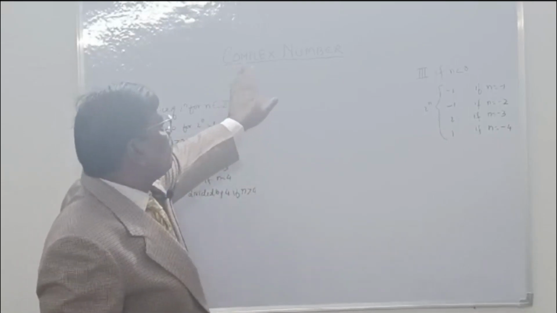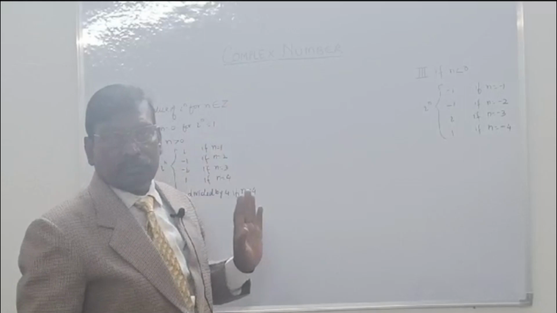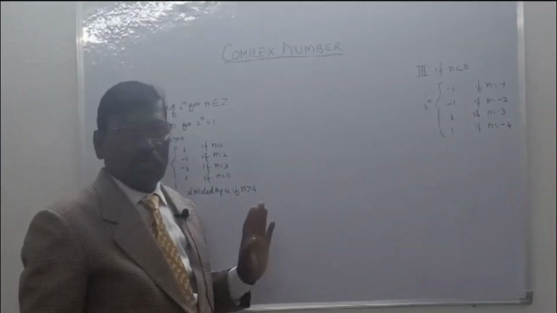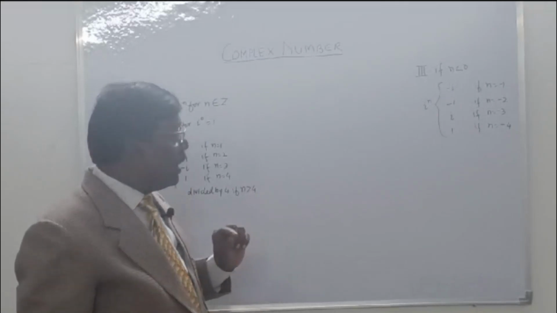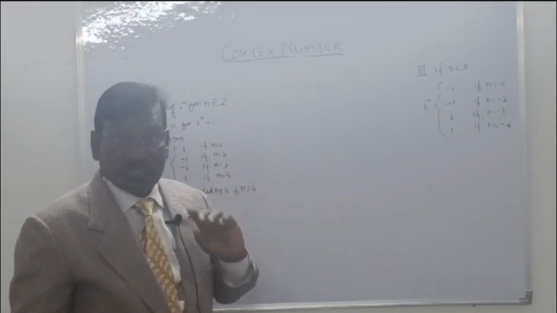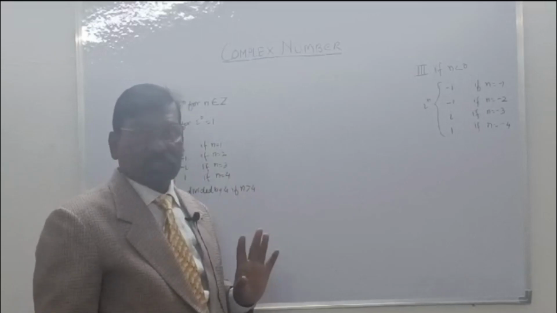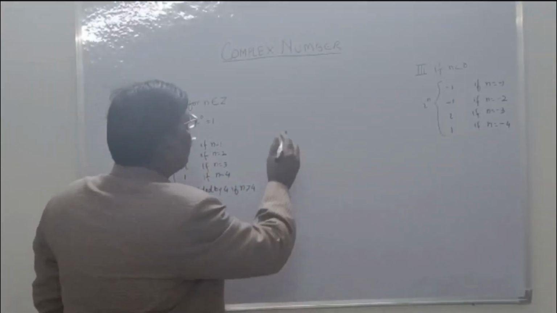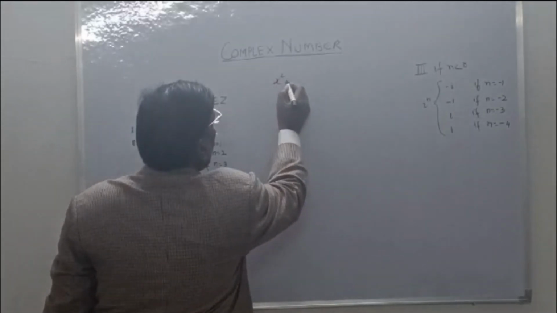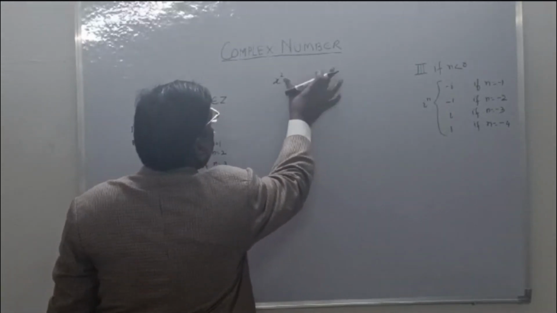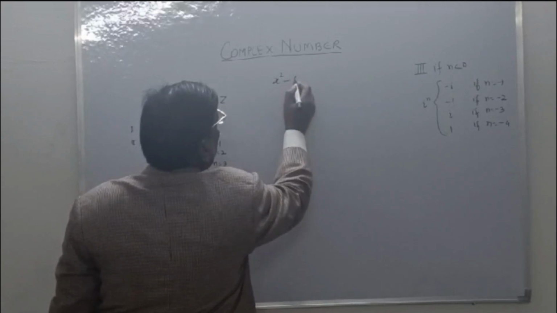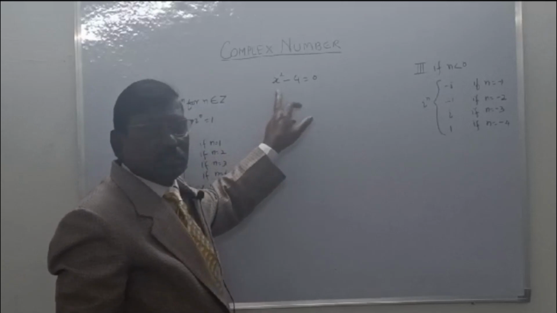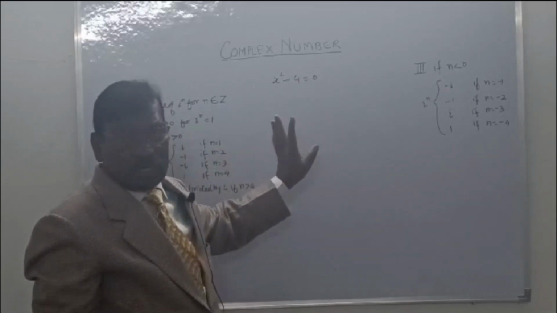आज हम लोग कॉम्प्लेक्स नंबर के बारे में जानेंगे। सो व्हाट इज द कॉम्प्लेक्स नंबर? फर्स्ट ऑफ ऑल, वी नो अबाउट द लीनियर इक्वेशन, quadratic equation, cubic equation, etc. So if you write x square minus 4 equal to 0, so degree of x is 2. So this is the quadratic equation.